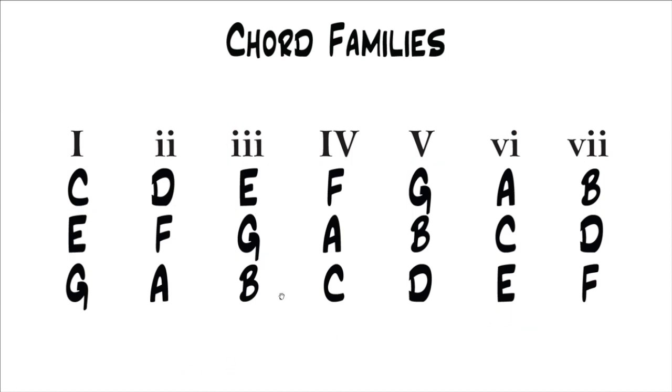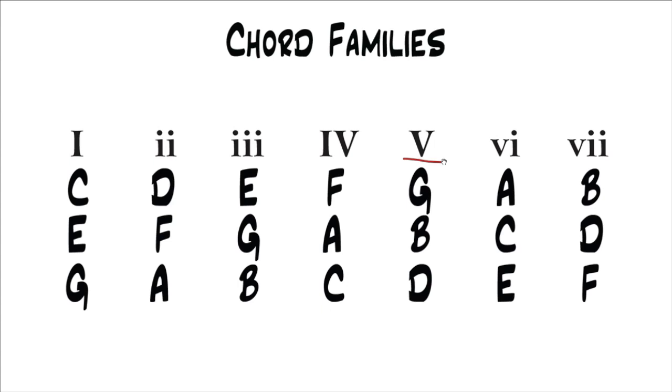And then it's the same for the 4 chord and the 5 chord. The 4 chord can share with the 2 chord. The 2 chord is in the 4 chord's family, the subdominant family, because they both have an F and an A in it. So an F major chord has an F and an A, and a D minor chord has an F and an A. So these chords can be interchangeable.